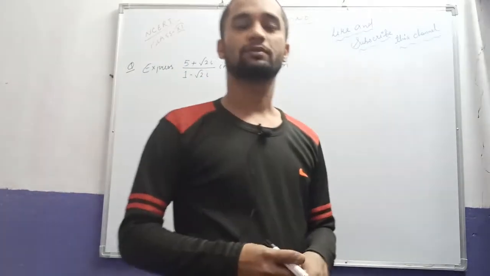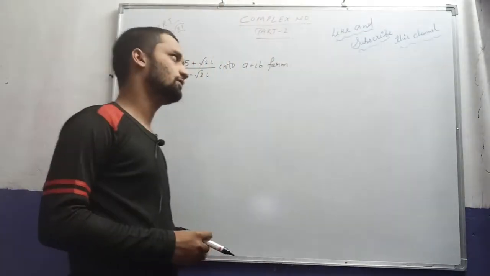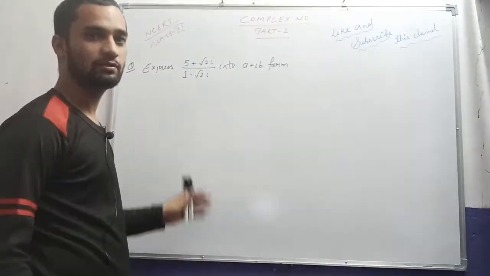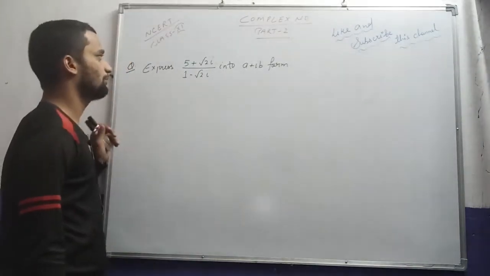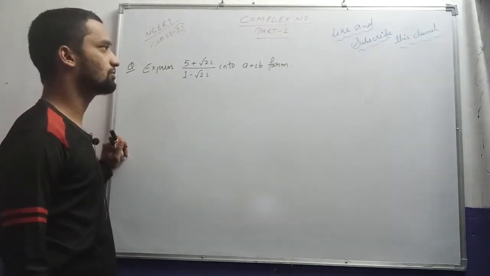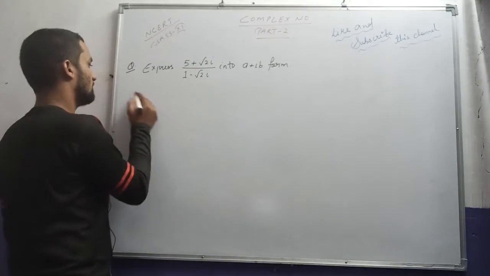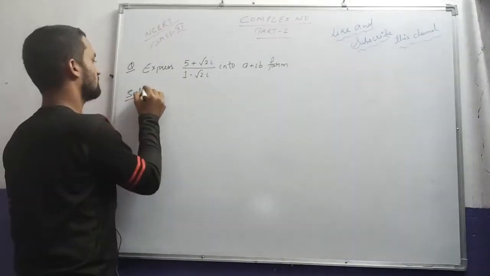Hello students, this is Sushil Misra and we are continuing with the previous lecture. This is complex numbers part 2 and the question is: express (5 + √2 i) / (1 − √2 i) in a + ib form. So let us start how to solve this question.